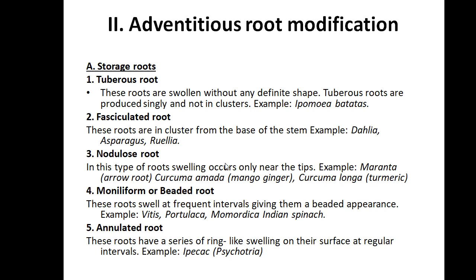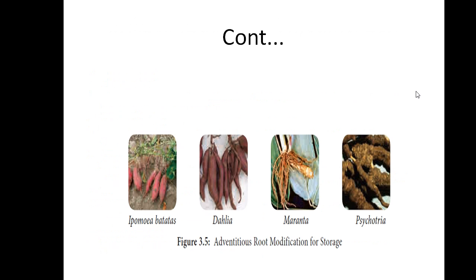Next I am coming to the nodulose root. It is a type of swelling that occurs only near the tips. If you are taking this kind of root, at the tip of the root you will be having some swollen parts. Examples are Maranta or arrowroot, Curcuma amada and Curcuma longa. Curcuma longa means turmeric and Curcuma amada means mango ginger. So these will have the nodulose root, that is, the swelling takes place only at the tip of the root.